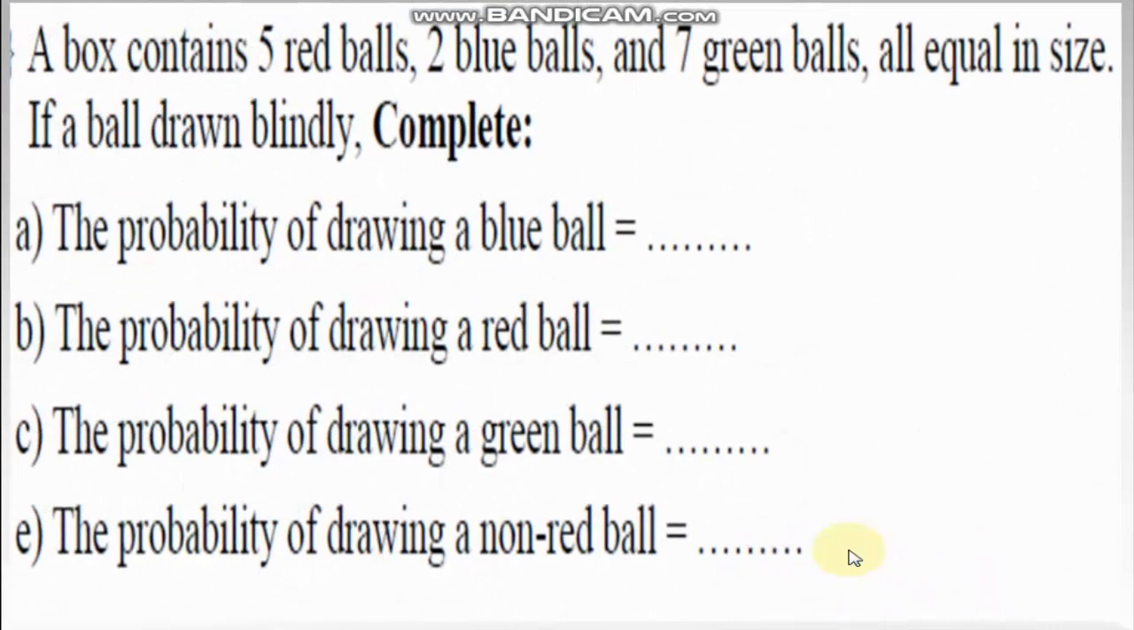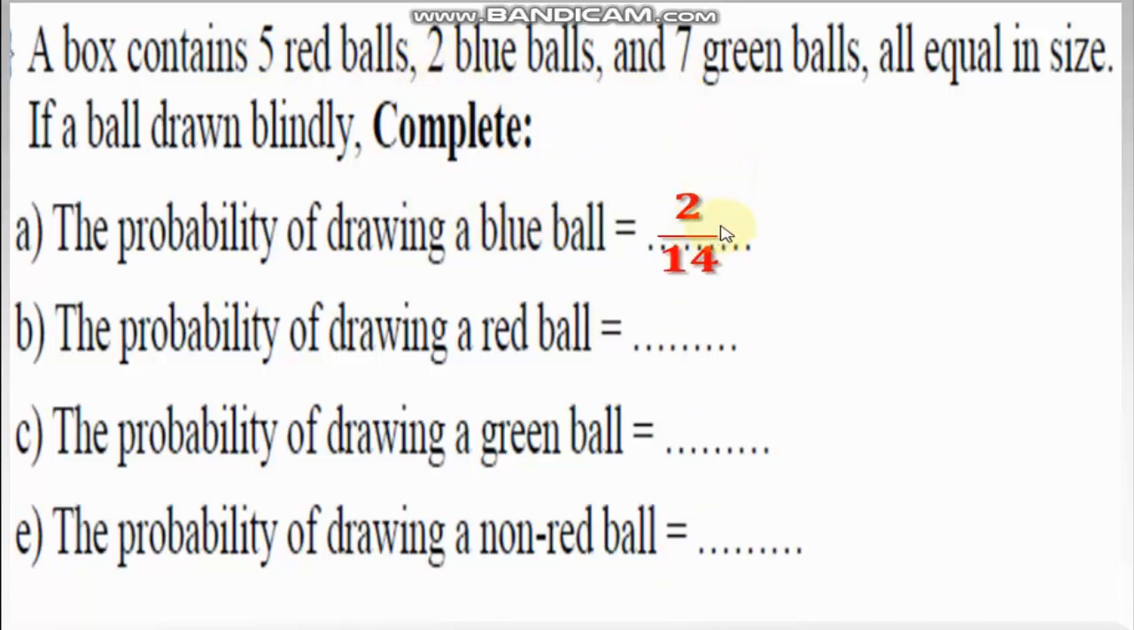Example number 3. A box contains 5 red balls, 2 blue balls and 7 green balls, all equal in size. If a ball is drawn blindly, complete: the probability of drawing a blue ball. We have 2 blue balls and the total number is 5 plus 2 equals 7, 7 plus 7 equals 14. So the blue balls are 2, 2 over 14.